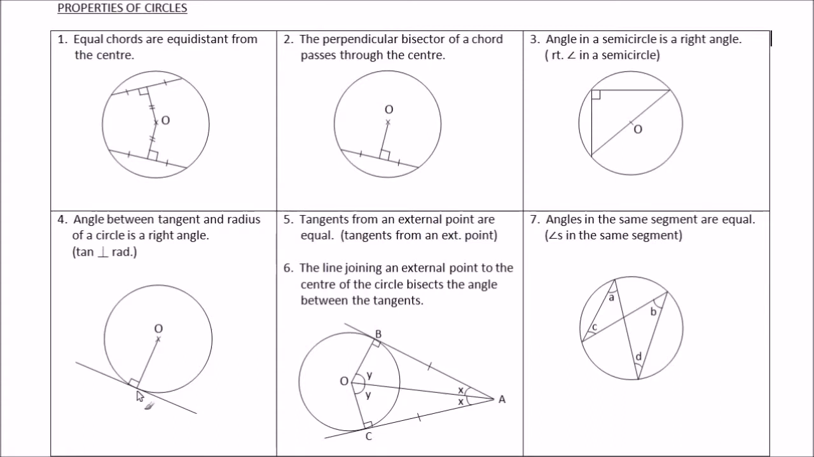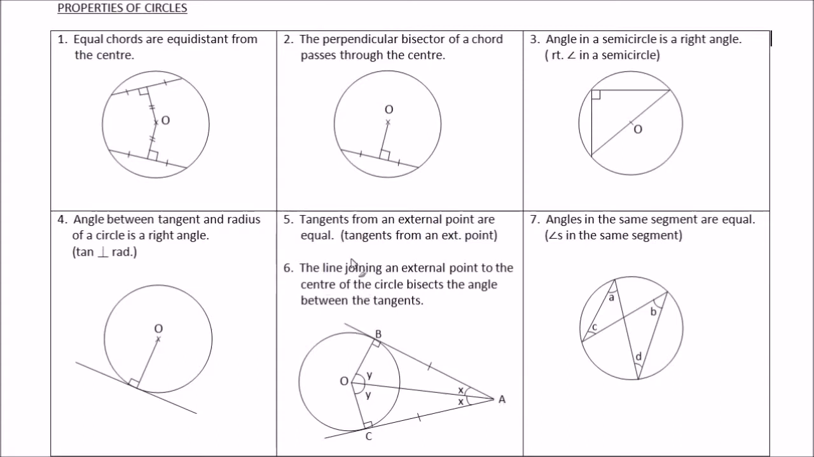Now for property number 5, tangents from an external point are equal. These two lines are tangents from this external point A here. They are tangents to this circle. So the two lines, according to this property number 5, are equal in length. AB is equal to AC.